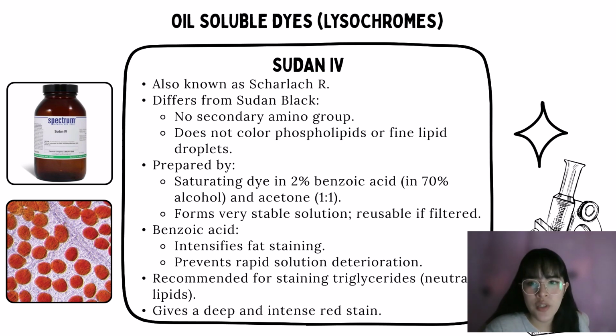Then we have Sudan 4 or Scarlet R. It is different from Sudan Black because it has no secondary amino groups and it does not color phospholipids or define lipid droplets. It is prepared by saturating the dye in 1 part of 2% benzoic acid in 70% alcohol and 1 part of acetone, forming a very stable solution which may be used repeatedly as long as it is filtered. Addition of benzoic acid intensifies fat staining and prevents rapid deterioration of the solutions. It is recommended for staining triglycerides or neutral lipids, giving them a deep and intense red stain.